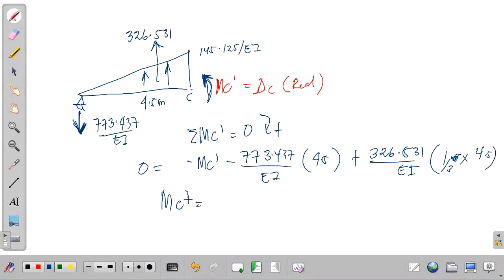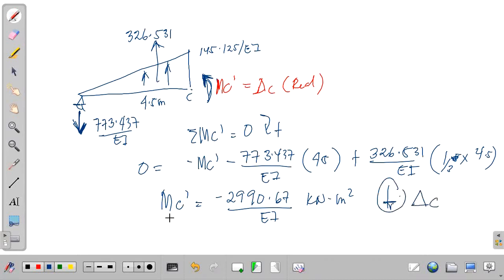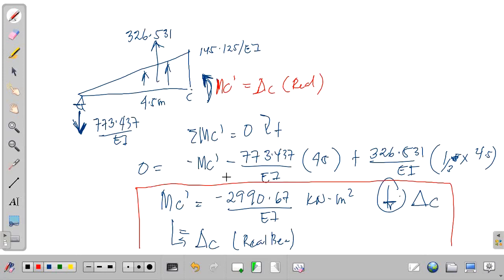So what will be now our value for MC prime? Kindly solve this. So value of our MC prime is equal to negative 2990.67 over EI. So kindly check if my calculation is correct. Negative means our deflection at C is downward. Since the moment at C in our conjugate beam is equal to the deflection at C in our real beam, parehas siya. So this will be now our answer for the deflection at C. Negative means direction downward. Okay?